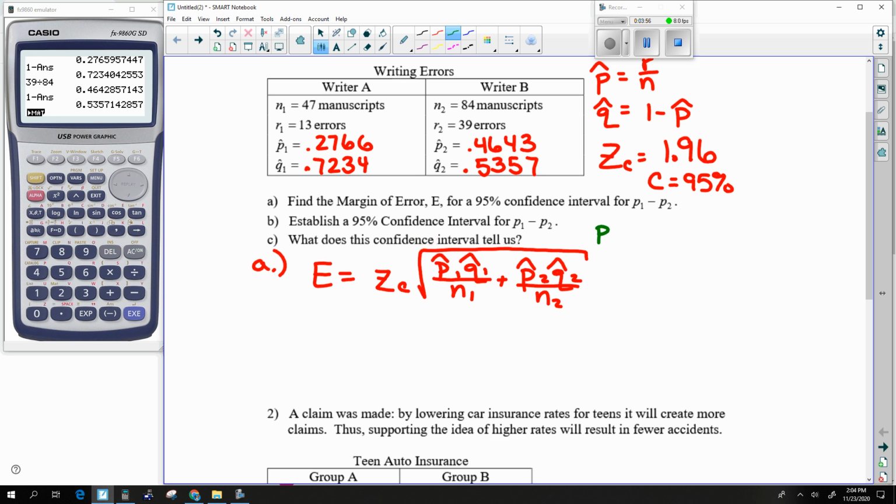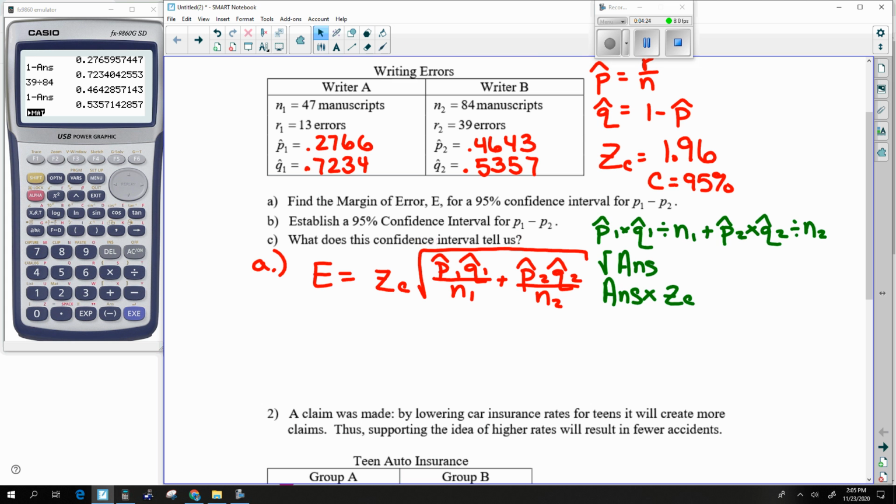Okay, so I go p hat 1 times q hat 1 divided by n1 plus p hat 2 times q hat 2 divided by n2. Okay, that will get you all that inside bit. All right, so from there you would square root that answer. Okay, and then from that you multiply by ZC, which in this case is 1.96. But again, it looks a lot worse than what it actually is. It's really not that bad.